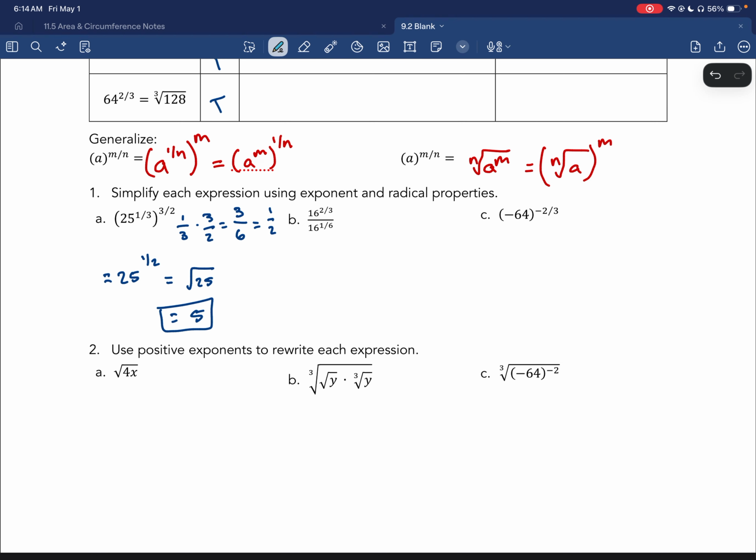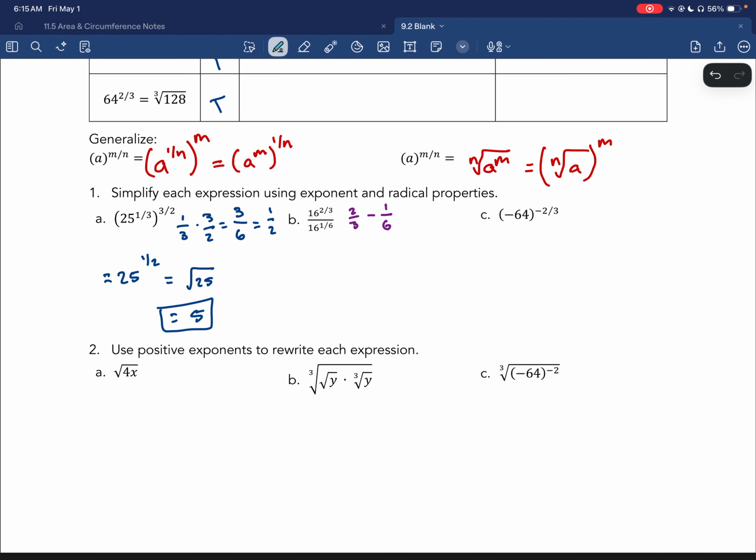All right, let's do that again. So 16 to the power of 2 over 3, and then divided by 16 to the power of 1 over 6. Well, remember our exponent rules from last time. Anytime we have this, we divide those numbers. When we're dividing those numbers, we subtract our exponents is the rule. So I'm going to take 2/3, and I need to subtract 1/6.